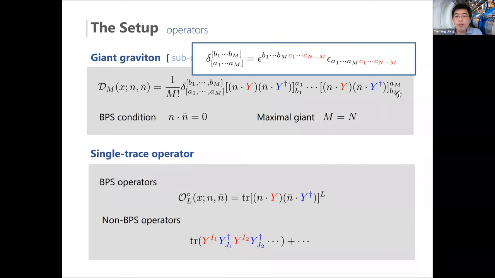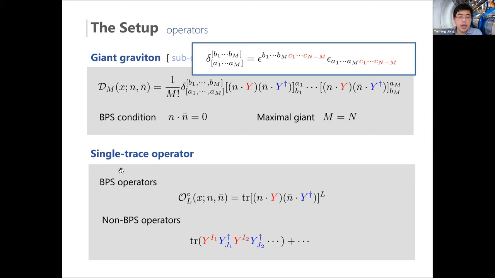So this number M must be smaller or equal to the rank N. So in the maximal case, M equals N. And to impose the BPS condition, I take N dot M bar equals zero. So you see each giant graviton operator is given by this parameter M, its space-time coordinate, and also two vectors, N and M bar.